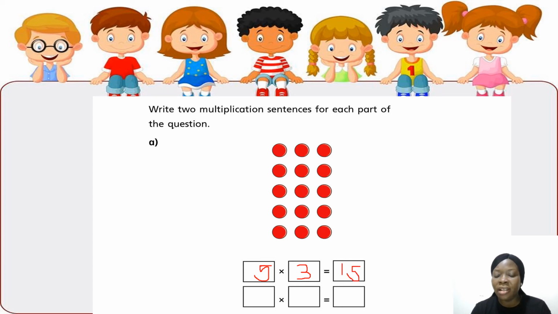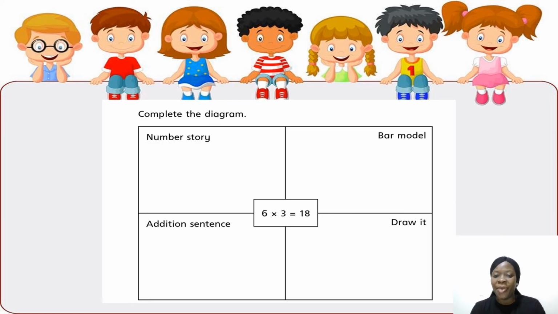And I can write it the other way as 3 multiplied by 5, and my answer would also be 15. So even if we change the number or move the order of the numbers, it doesn't affect the product. It doesn't affect the answer. Hope this is clear, everyone.